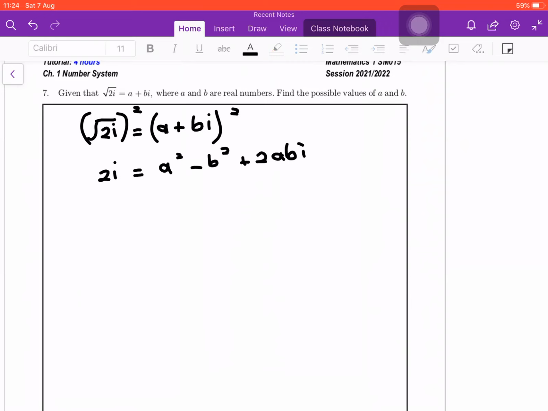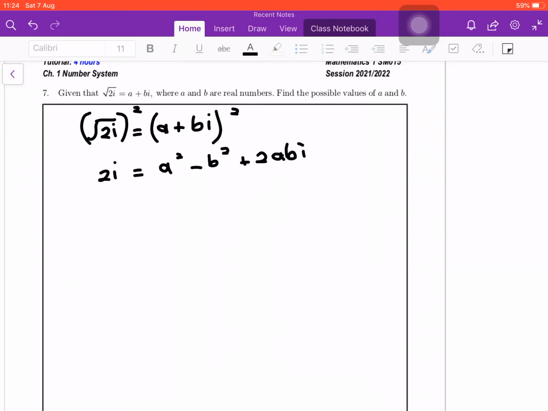Okay? So dekat sini semalam saya dah explain sikit. Okay, so tuliskan saja equation yang ada, iaitu square root of 2i equal to a plus bi. So kalau awak nak solvekan soalan ni, mesti kena eliminate the square root lah. Sebab square root hanya akan menyusahkan awak punya solving equation. So how to eliminate the square root? You have to squaring both side. Okay, sekarang kita dah selesai squaring both side. Kita akan dapat 2i sama dengan a square minus b square plus 2abi.